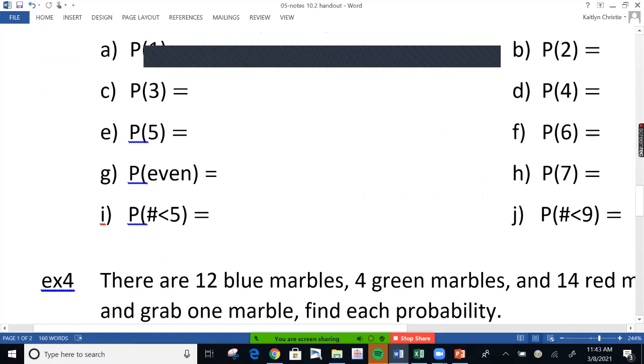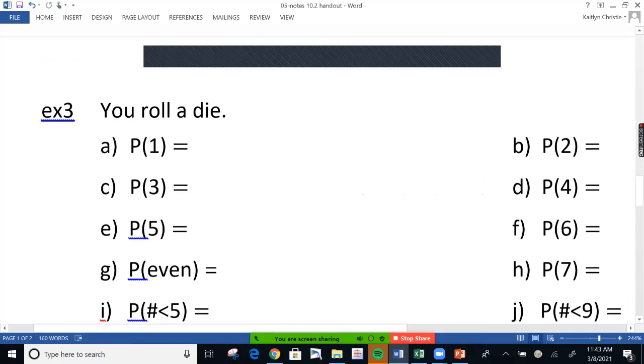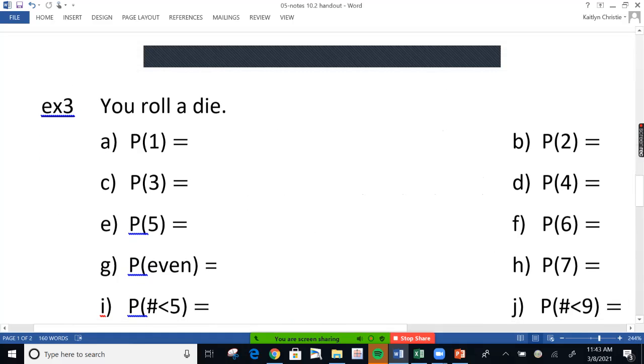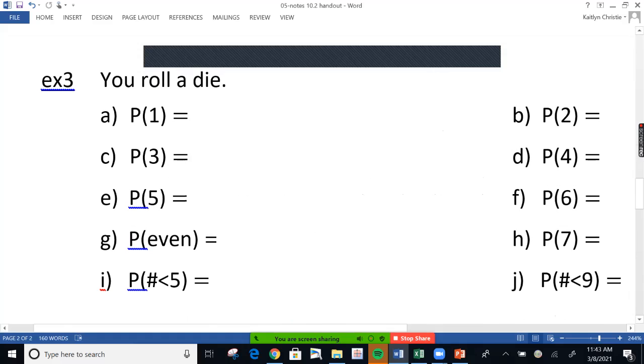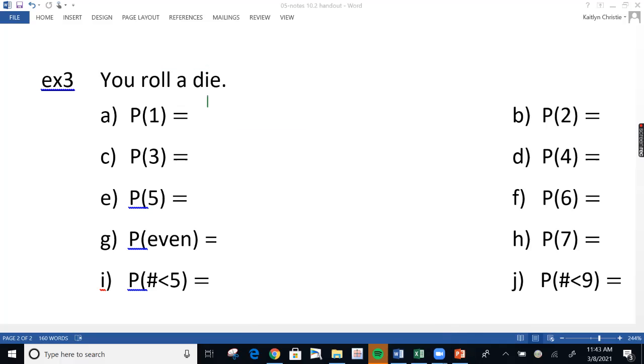Let's move on to example 3. So this is for rolling a die. I've got a bunch of different outcomes listed here. I'll do the first one with you, and then I'm going to have you do the rest of them on your own. So if we're rolling a D6 die, like a normal regular die with 6 sides, what's the probability of rolling 1? Well, that's only one side out of 6 possible sides. So it's going to be a 1 out of 6 chance.